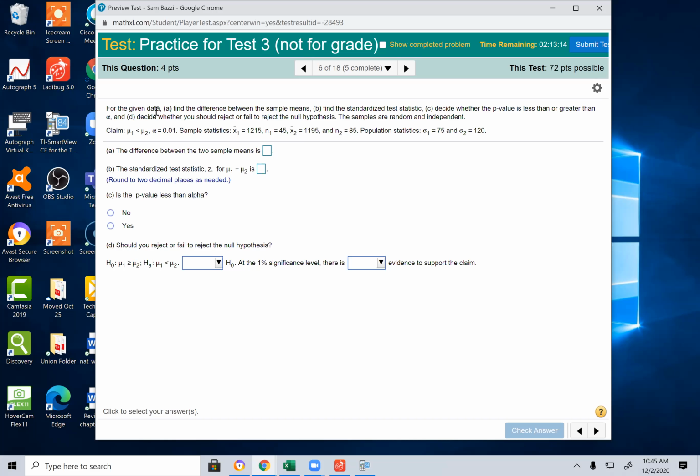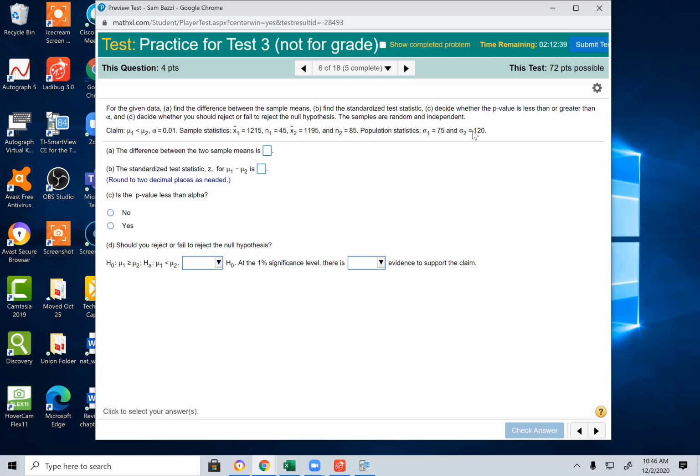Now, we're going to chapter 8, section 8.1. I did them section by section in order, guys. So now we have two problems from section 8.1. For the given data, find the difference between the sample means, find the standardized test statistic, decide whether the p-value is less than alpha, and decide whether you should reject or fail to reject the null hypothesis. Okay, he gives me x1 bar, n1, x2 bar, n2, and he gives me sigma 1 and sigma 2.